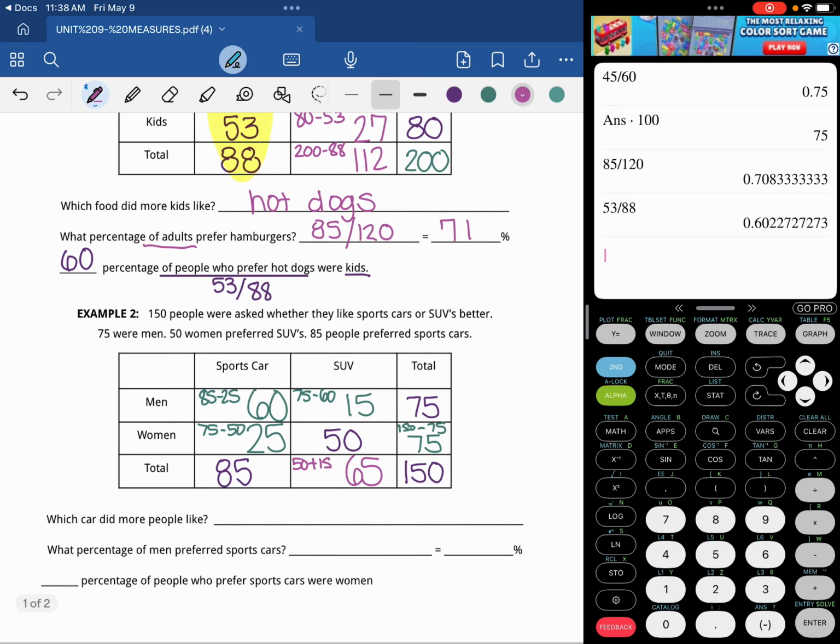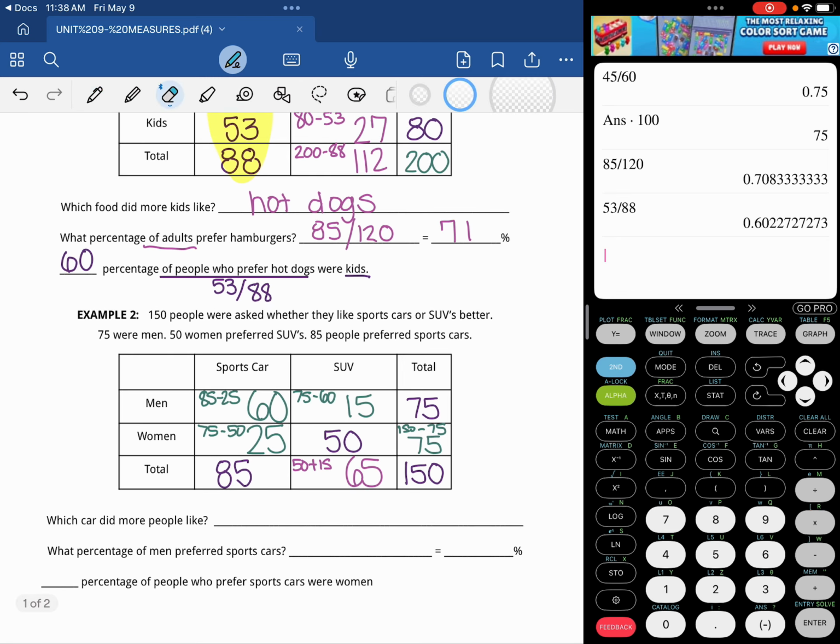Okay, which car did more people like? If we look at our totals at the bottom, 85 versus 65, the sports cars win with 85.